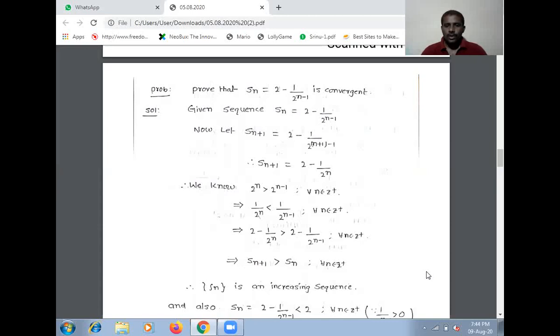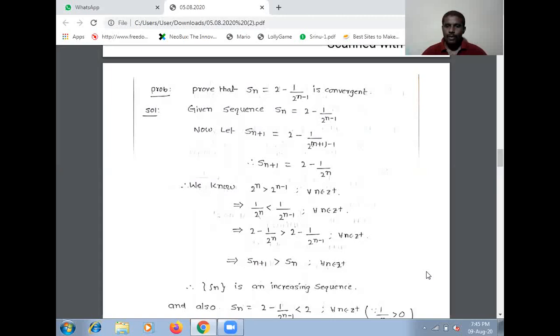Now here 2 minus 1 by 2 to the power of n is the sequence Sn plus 1, and 2 minus 1 by 2 to the power of n minus 1 is the sequence Sn. So Sn plus 1 is greater than Sn. That means the sequence Sn is an increasing sequence. So here the given sequence Sn is an increasing sequence.